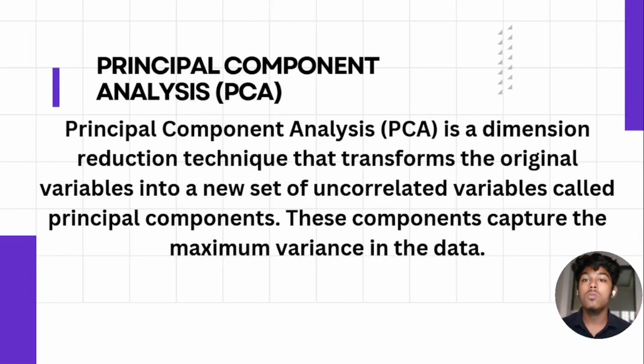Now, what is principal component analysis? We will be further discussing this in the code example in Python. Principal component analysis, or PCA, is a dimension reduction technique that transforms the original variables into a new set of uncorrelated variables called principal components. The principal components are the uncorrelated variables.